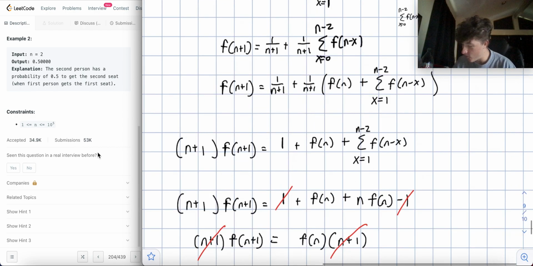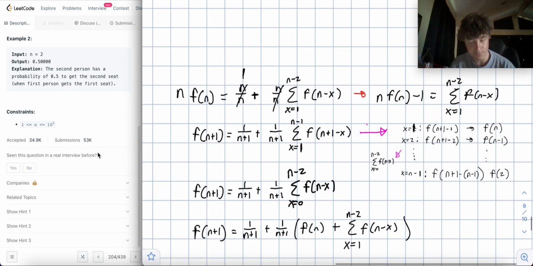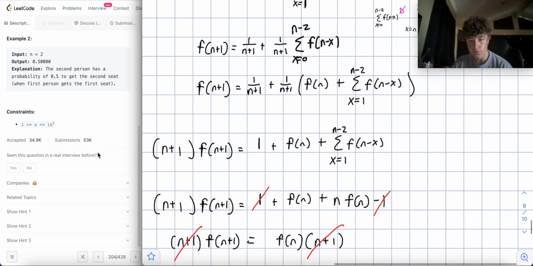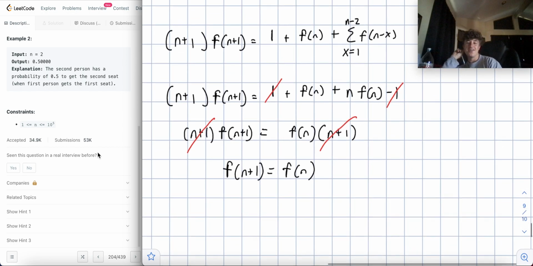So this whole weird summation situation here, at the end of the day, is literally just itself. And I'm going to leave it like this for now because it looks nice like this. So, what does that mean then?